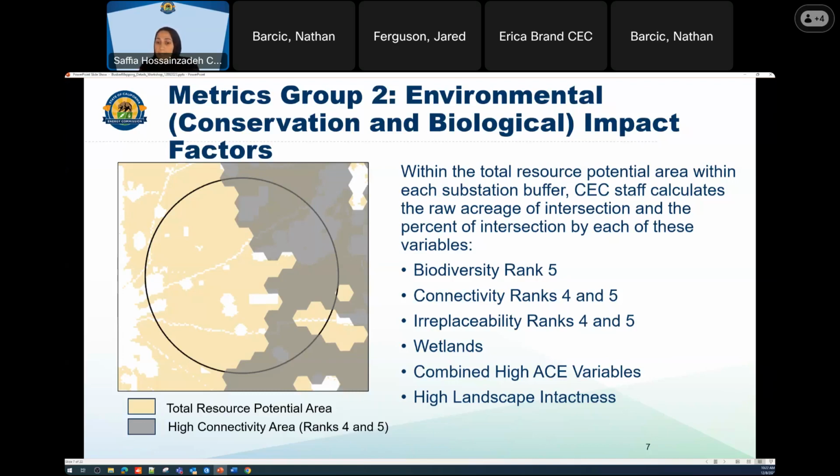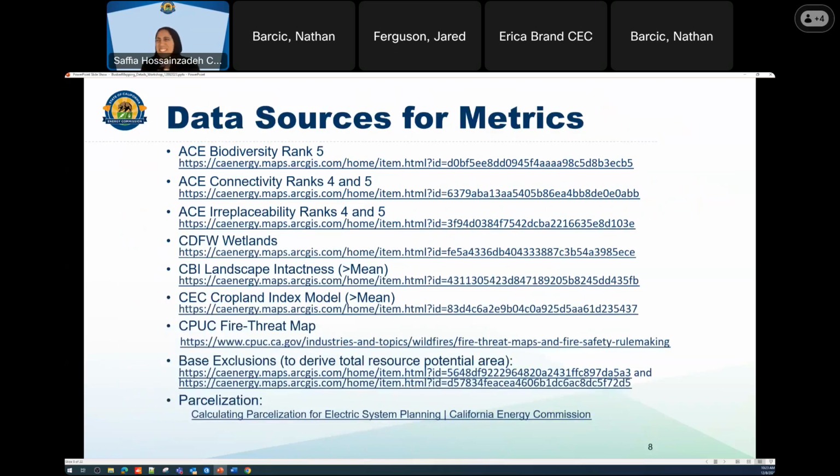And so doing that for each of these variables will help us determine the magnitude of these variables within our study area, within the area we're trying to map the resources to. And again, this just clarifies for us what the landscape conditions are around the substation. And this slide just lists all of the data sources that our metrics rely on. So you can view them and peruse them to get a better understanding of how they touch down on the ground.